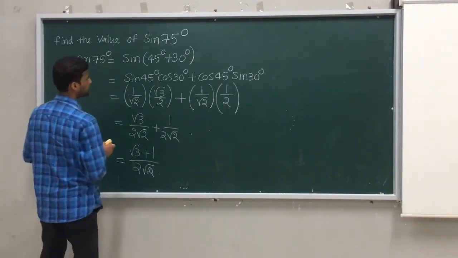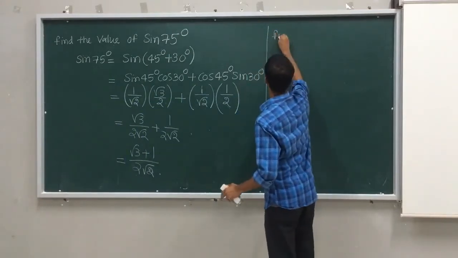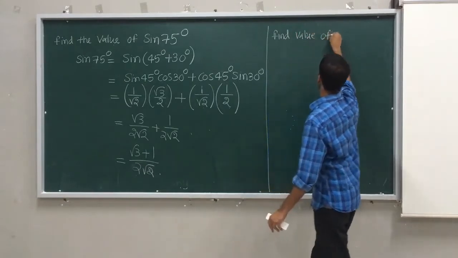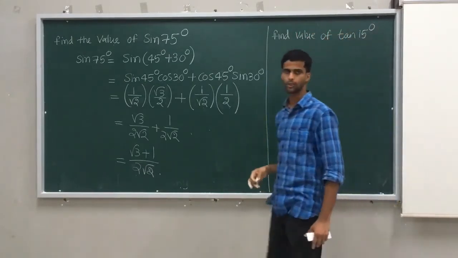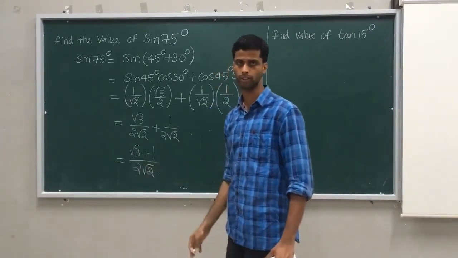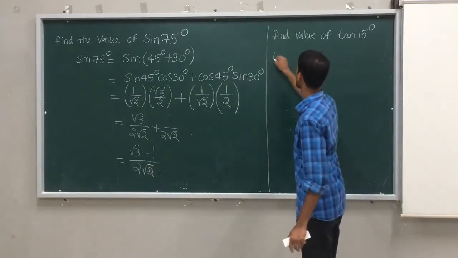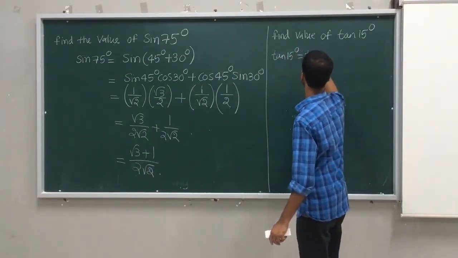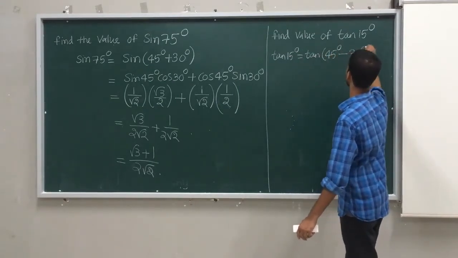Find the value of tan 15 degree. These are all exercise questions. You just take care of the rest of the questions; almost all are similar. So tan 15 degree, what will I do? I will express tan 15 degree in this way: 45 minus 30.